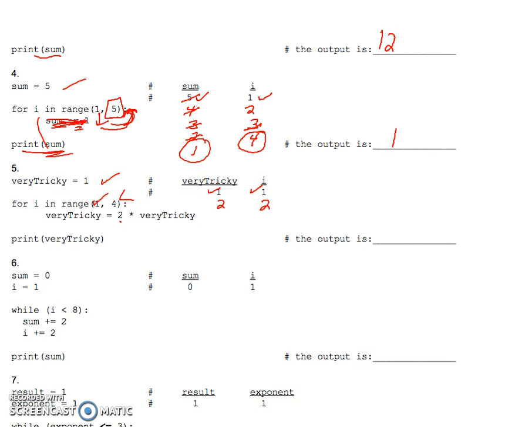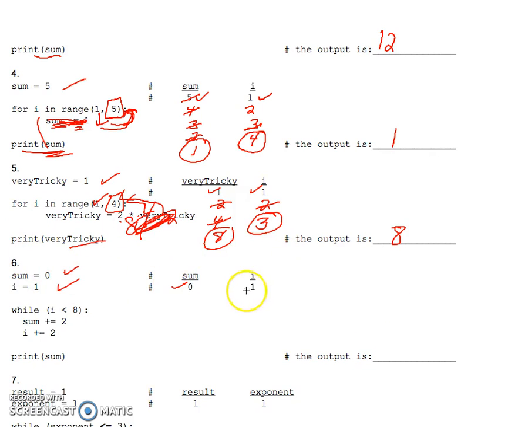This time, very tricky is 2. That 2 times 2 is 4. We go back up to the top of the loop where I becomes 3. This time, very tricky is 4. 4 times 2 is 8. We go back up to the top of the loop, and because of this 4, we don't go any higher. The final value of I is 3, and the final value of very tricky, which prints, is 8.